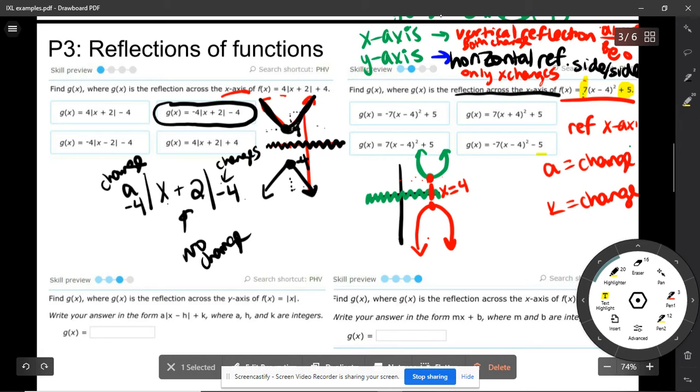So I know I have a -5 here. So that looks like it's the only option. And this 7 becomes a negative. And this 4 does not change. So that tells me that right there is my answer for that problem.